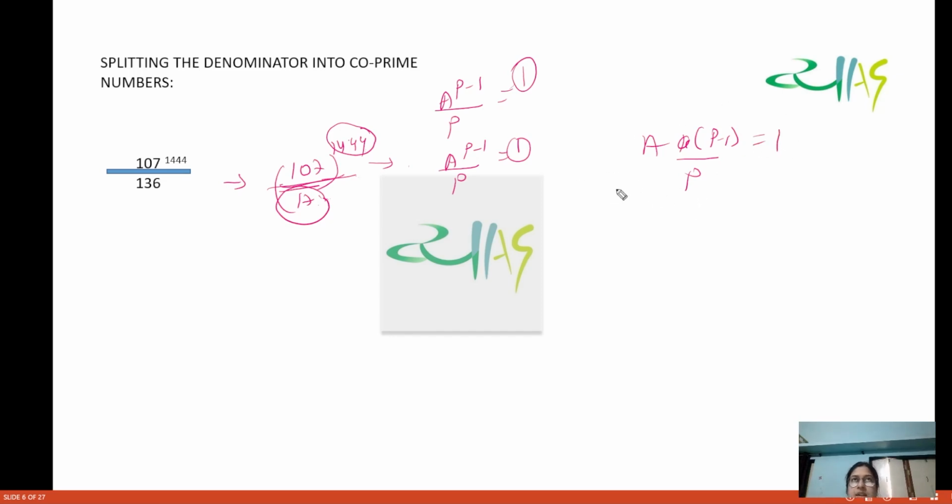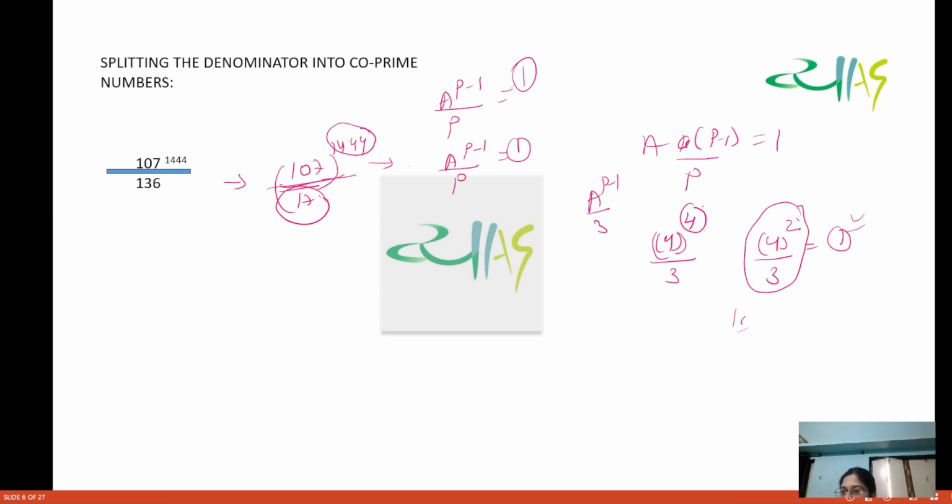For example, let's say 3 is a prime number, and 4 is raised to the power, let's say, 4. I am trying to apply this theorem here. Basically 4 square divided by 3 gives 1, because 3 fives are 15 and this is 16. So this remainder is coming 1, and this is the application of our theorem.